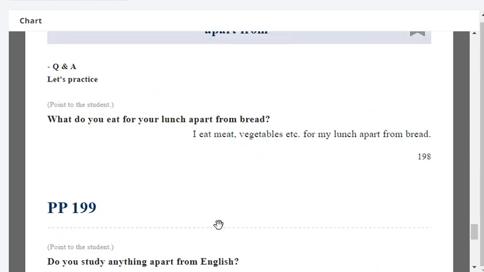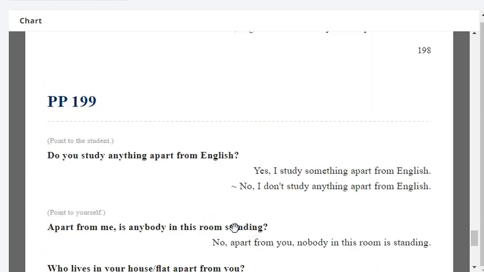Very good. What do you eat for your lunch apart from bread? I eat meat, vegetables, etc. for my lunch. Apart from bread. Very good. Do you study anything apart from English? Yes, I study something apart from English.